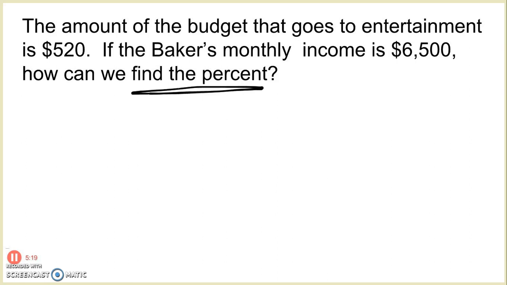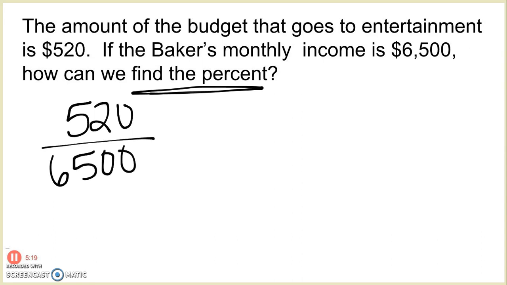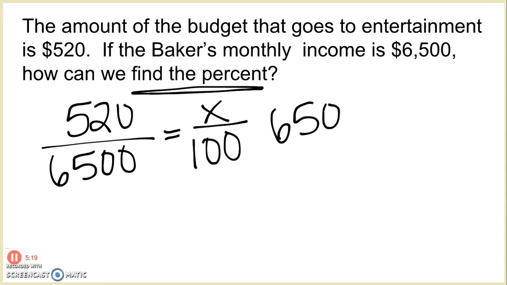So let's go ahead and set up our proportion. Our part is 520. Our whole is 6,500. Make that equal to x over 100. Go ahead and cross multiply. We're going to get 6,500 x equals 52,000.